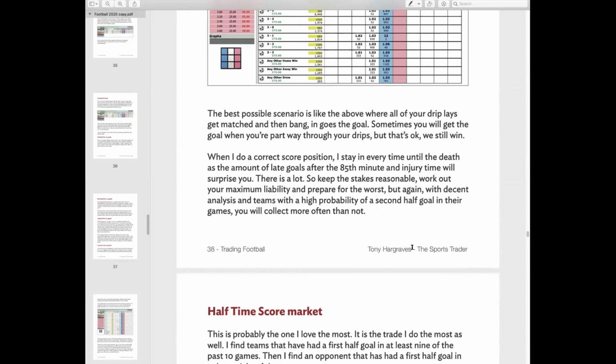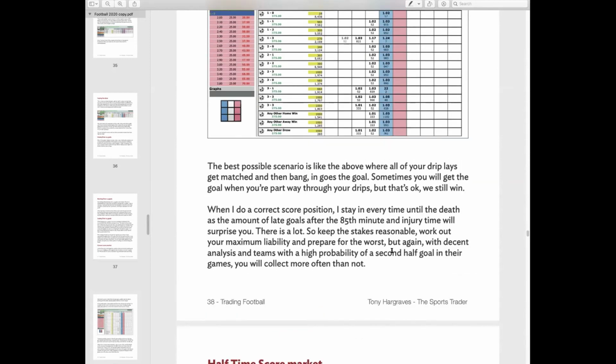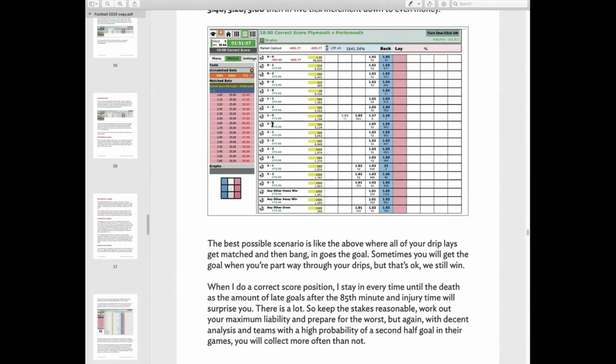Okay? So when I do a correct score position, I make sure my liability is what I'm prepared to lose, because I will not trade out. We discussed this the other day. I will stay in until the death. And if I lose, then that's my maximum liability that I'm going to lose. Because the amount of goals that you see after 85 minutes that come in, and the goal comes really late, it's just incredible.